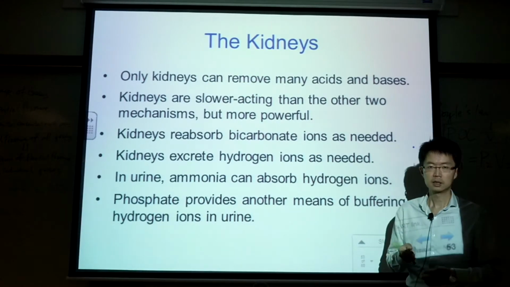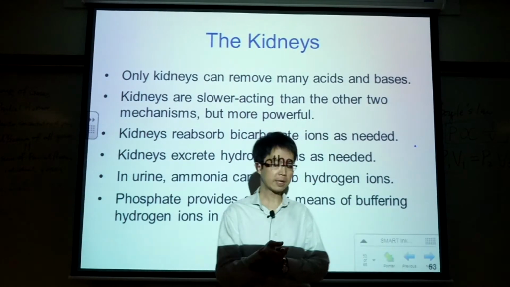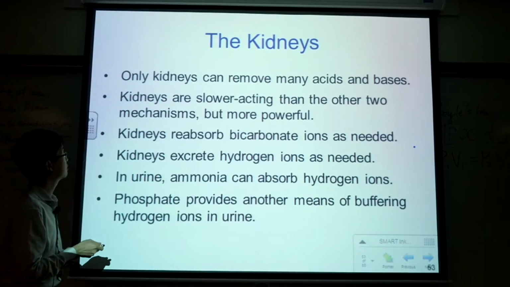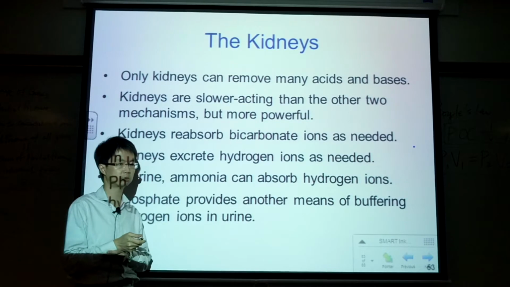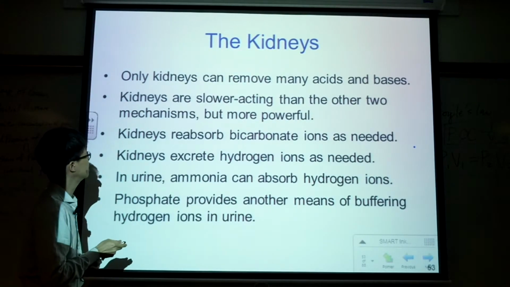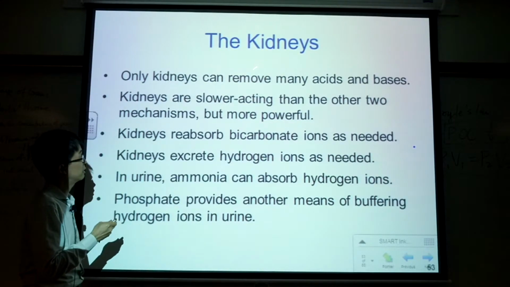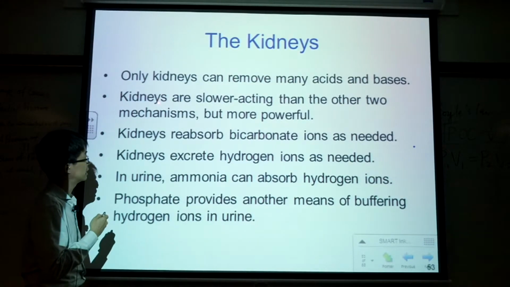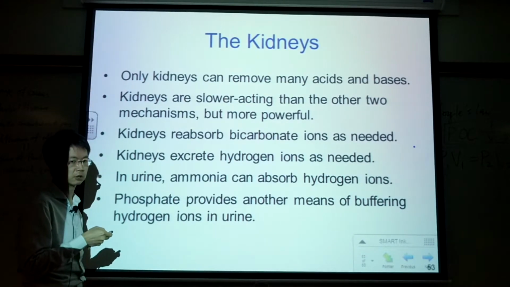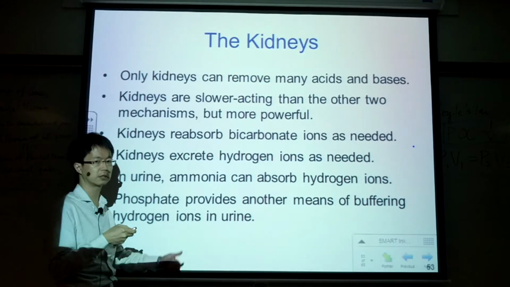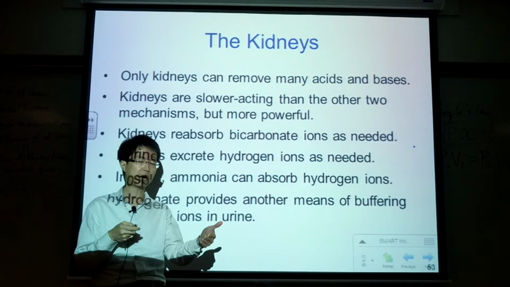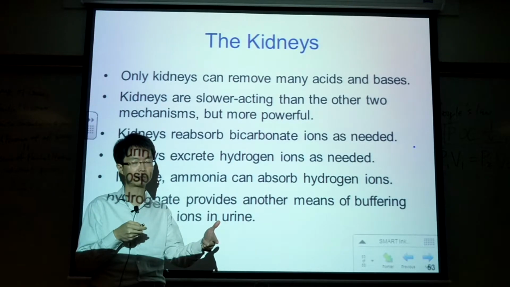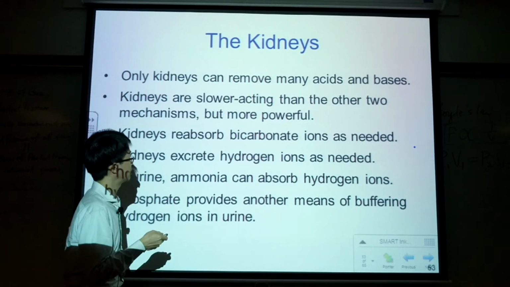The kidney. So the third mechanism to control the pH of our blood is through the kidney, which is today's lecture, the main point. Our kidney can remove lots of acids and bases, but the kidney reaction is a lot slower than the previous two mechanisms, namely the buffer system, the bicarbonate ion inside the blood, and also the respiratory center, the breathing, the lung.